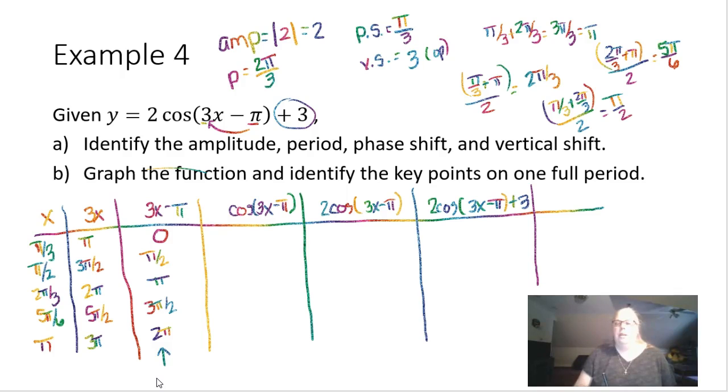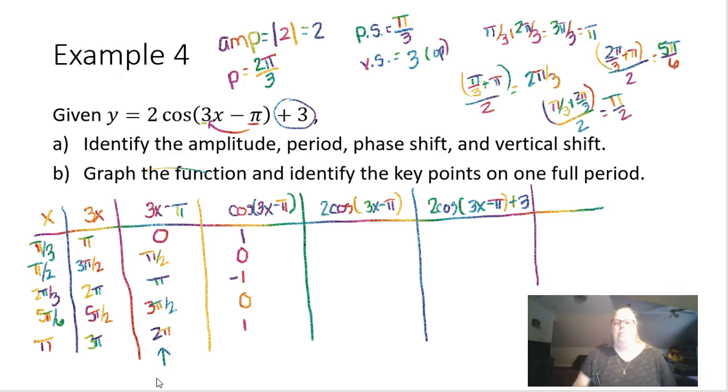These are numbers I recognize from the unit circle, and I do know the cosine of them. The cosine at 0 is 1. The cosine at pi over 2 is 0. The cosine at pi is -1. The cosine at 3 pi over 2 is 0. And the cosine at 2 pi is 1.